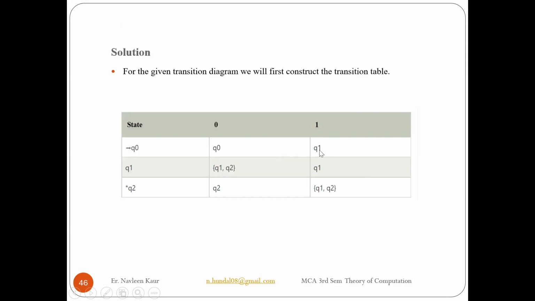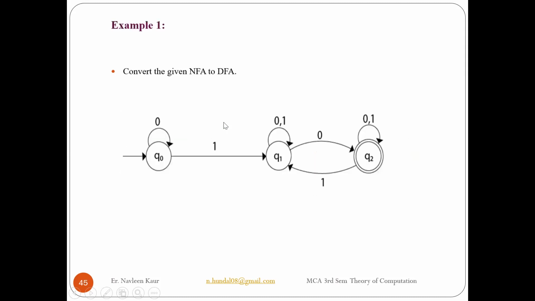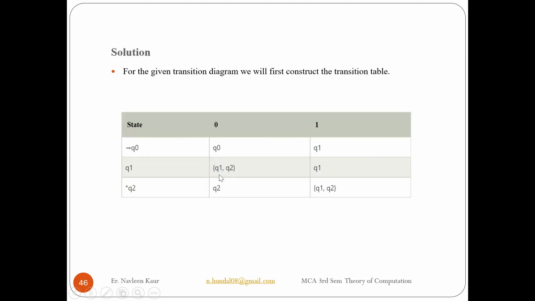So this is done. Now let's talk about Q1. From Q1, if you give it input 0, see here, where is it taking you? It is taking you to two states. Q1 on 0 takes you to Q1 also, and Q1 on 0 takes you to Q2 also. So this is how I represent it: Q1 on 0 takes me to two states, Q1 also, comma, Q2 also. It means a set is generated.